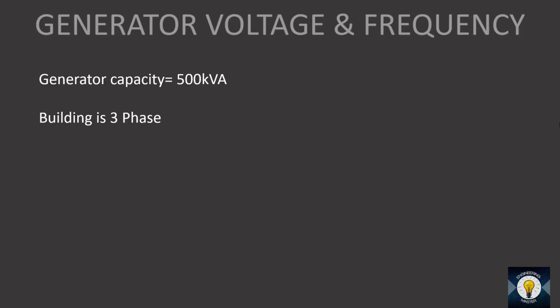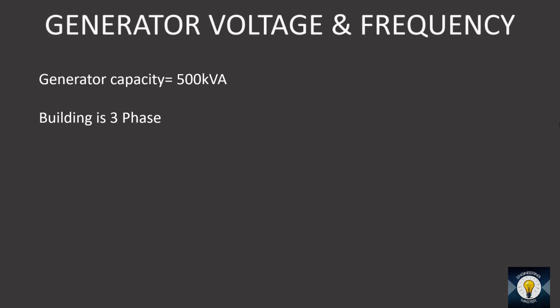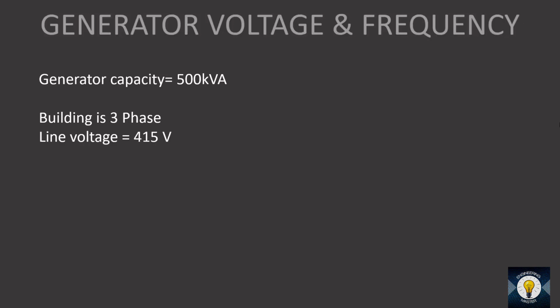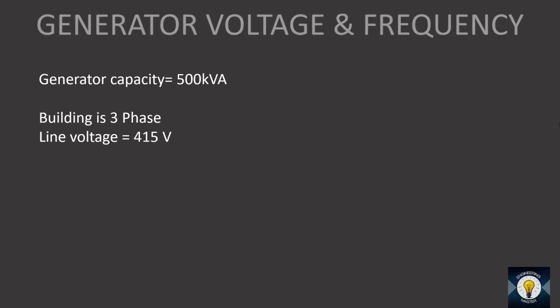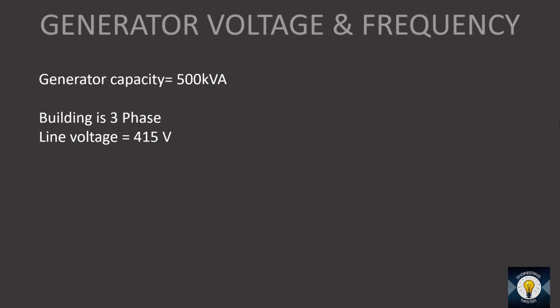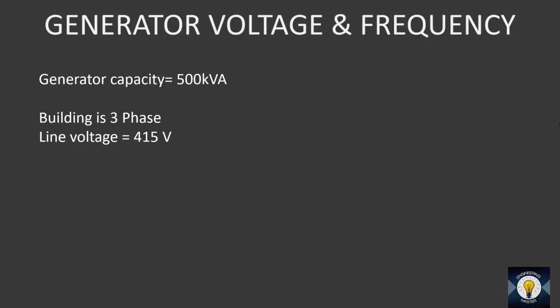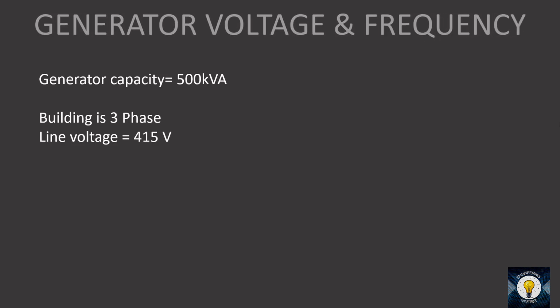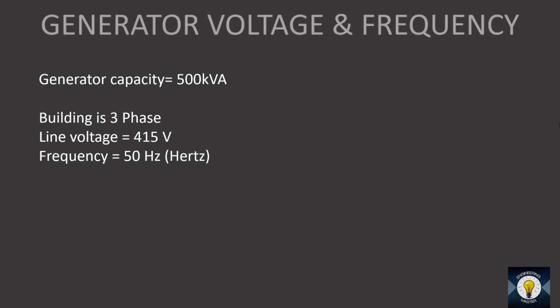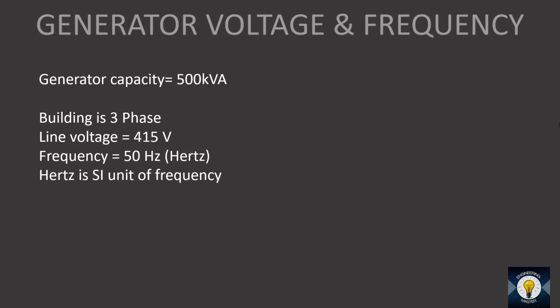We all know our project with this capacity will be 3-phase. So the building is in 3-phase. The line voltage, what is the line voltage? This line voltage may vary slightly from country to country, region to region. You have to consider your line voltage. My line voltage is 415 volt. Frequency. The frequency of power supply is 50 Hz. Hertz is the unit of frequency.